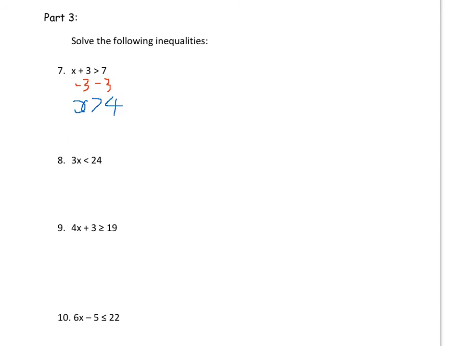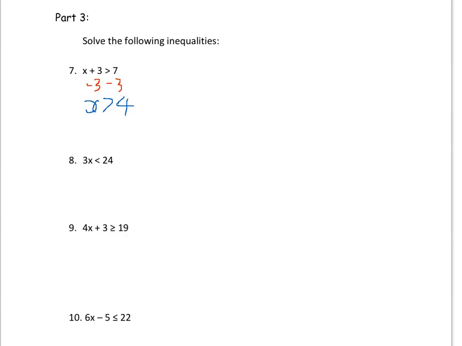Next, 3x is less than 24. So the opposite to multiplying by 3 is to divide by 3. So divide both sides by 3. So we're left with x is less than 8.